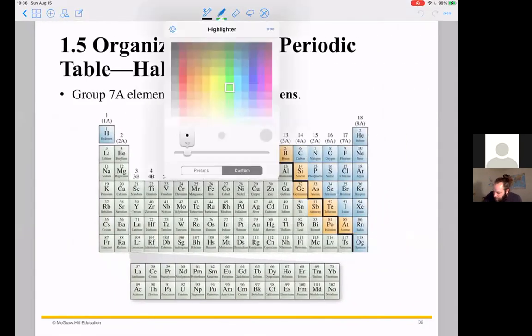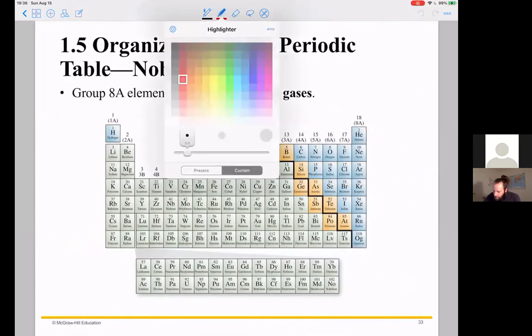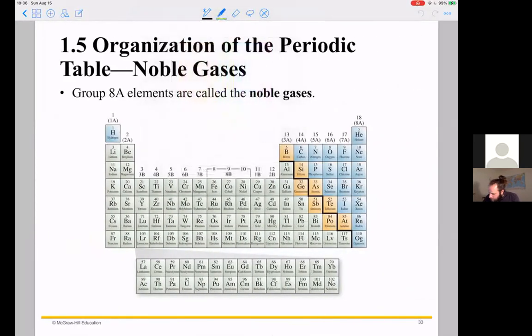We have the halogens. This is an important one. You'll hear about the halogens a lot. And that is the second to last column here. Fluorine, chlorine, bromine, iodine. Those are the halogens. And then the last column is the noble gases.